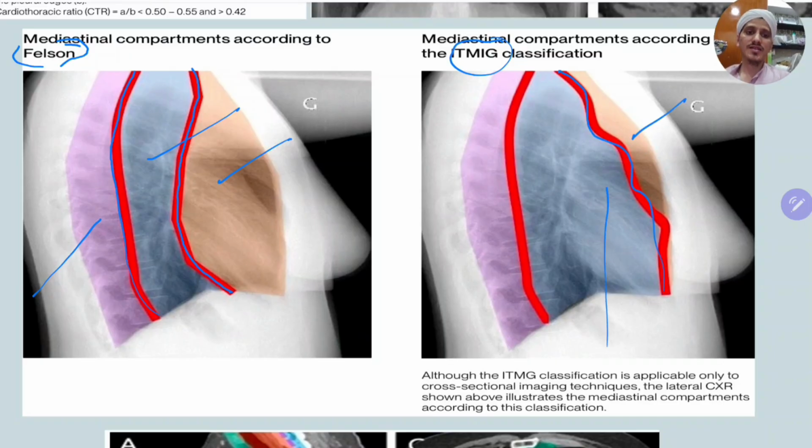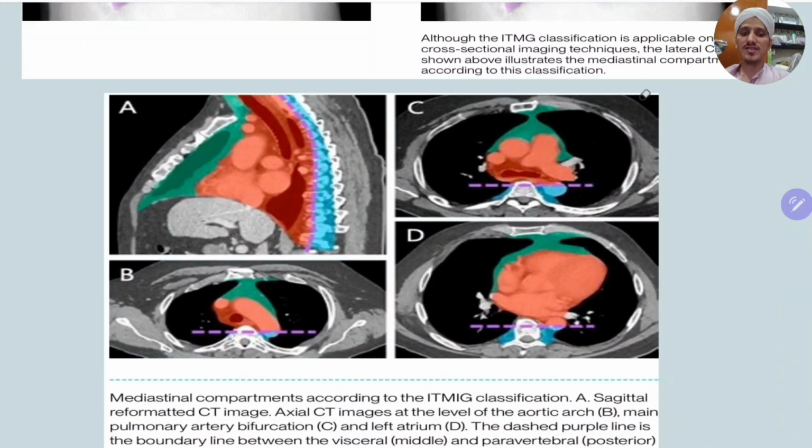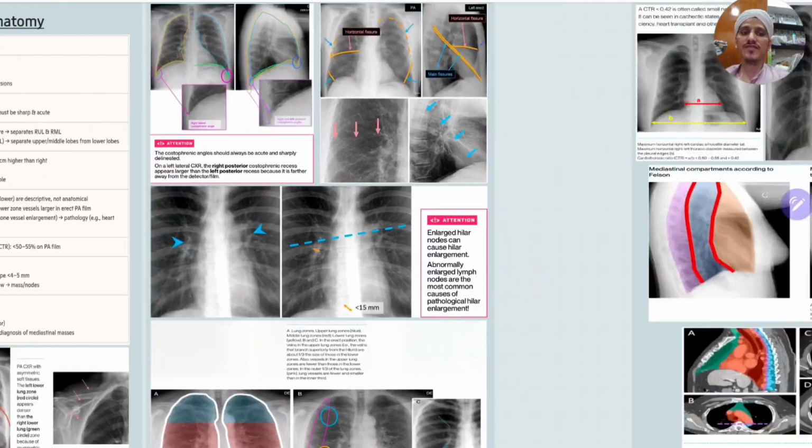This will be the anterior compartment, this is the middle compartment, and this will be the posterior compartment. So this is not useful in chest X-ray actually. This is more useful in CT scan, as you can see here. Okay, this is the anterior compartment, this is the middle compartment, and this is the posterior compartment. I'm not going to go into detail on that. Just remember this ITMIG classification, Felson classification.